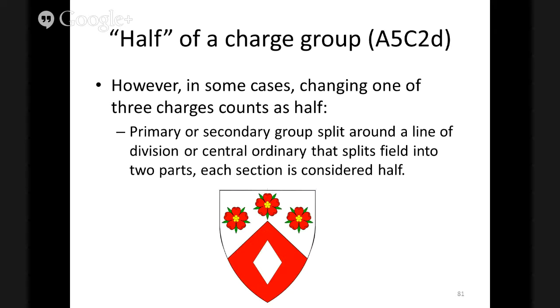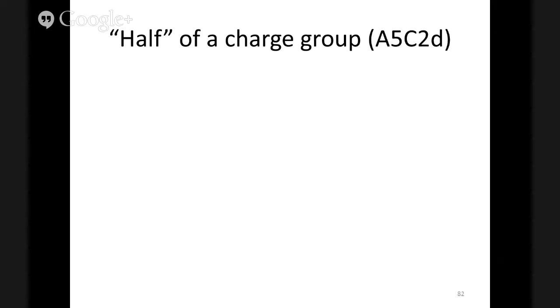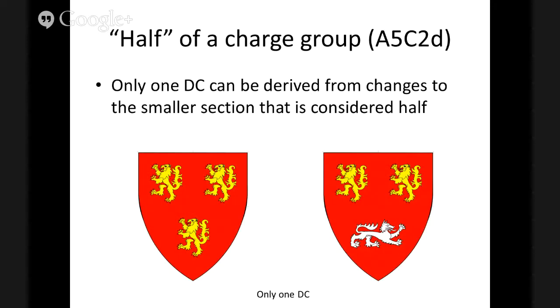Very good. So, if we change something to the roses, that's clearly more than half, right? That's three out of four. But if we do something to the lozenge, that still counts as half. Each of those counts as half of the charge group because they're split across a field division. So, here's the other part of it. You can only get one DC if you change a smaller section that is considered half under the special rule.